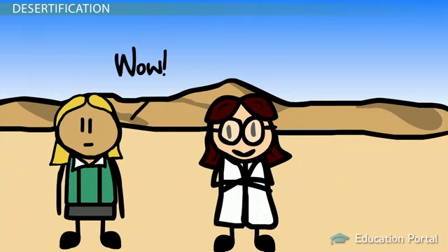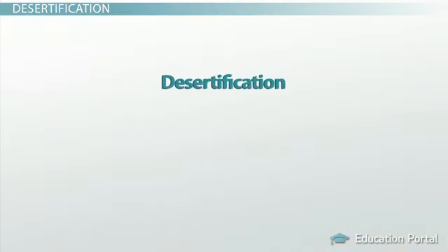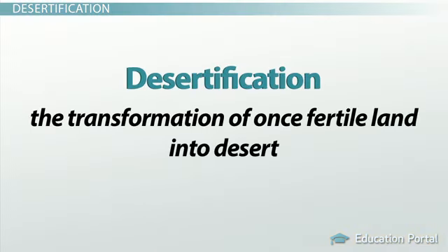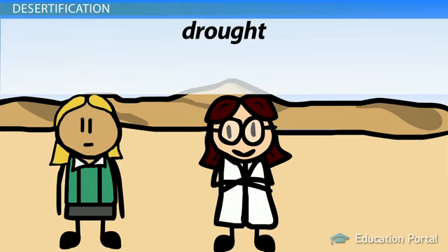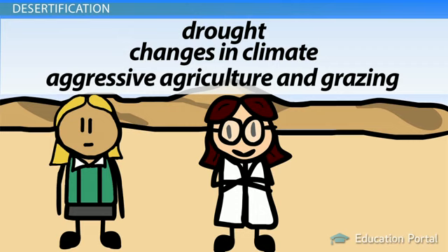These factors all combine to create a warmer and drier climate and may result in desertification, which is the transformation of once fertile land into desert. Deforestation is not the only cause of desertification. Land can turn dry and barren due to drought, shifts in the climate, or aggressive agricultural or grazing practices. All of these causes, along with deforestation, lead to the loss of vegetation in the area.